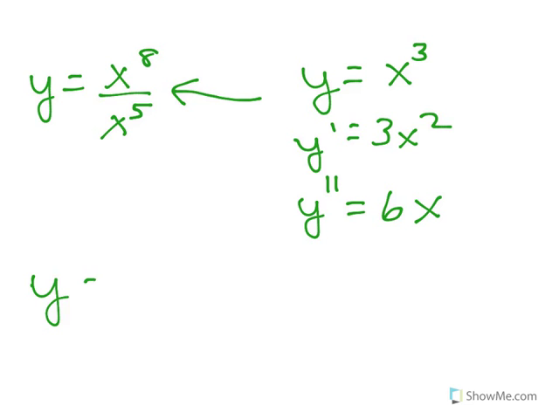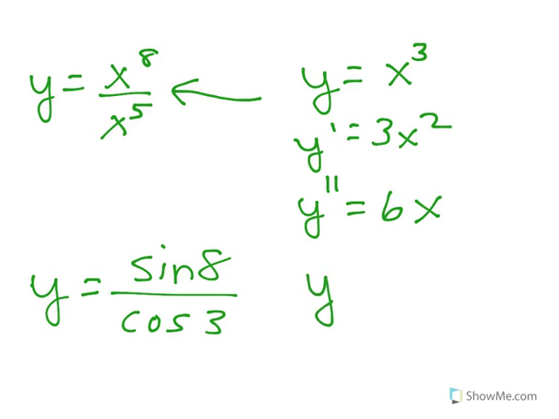Q6 says differentiate y equals sine of 8 over cosine of 3. There's no variables in there. So what does that make that? That's right. That makes that a constant. And the derivative of any constant, the rate of change of a constant, all the same words, is 0.